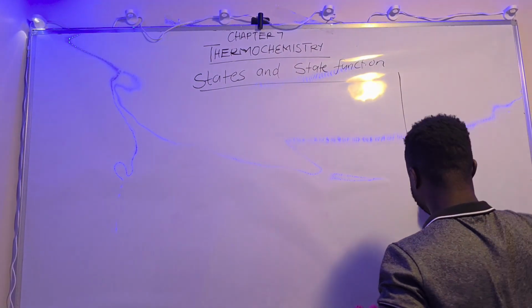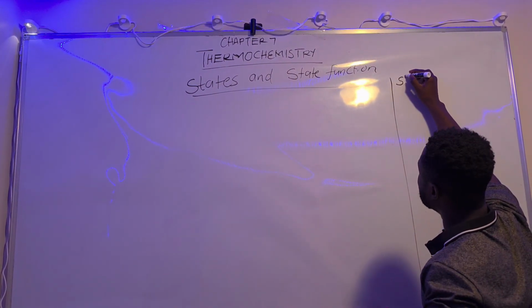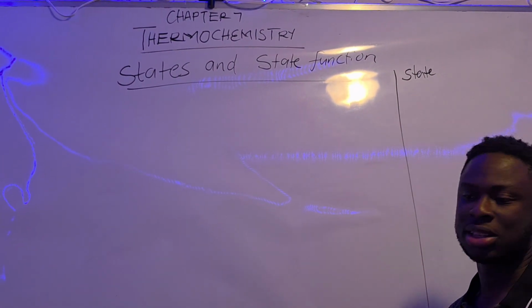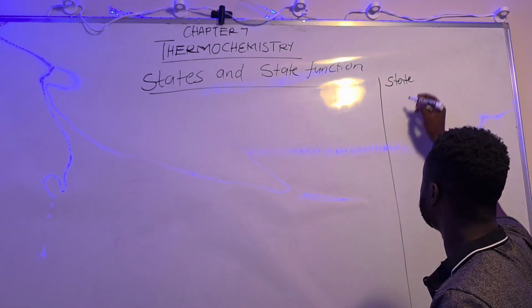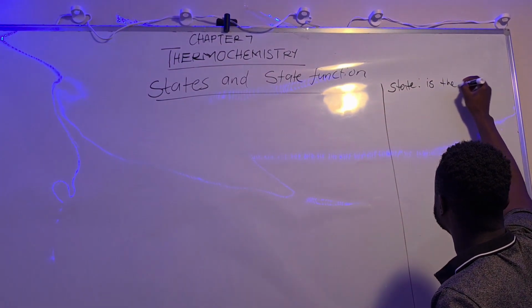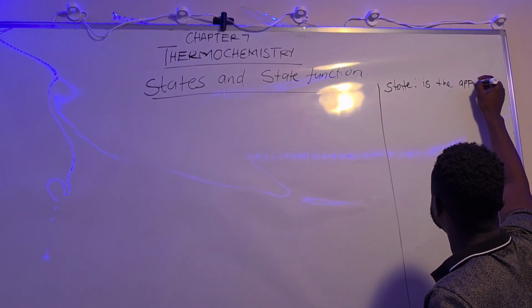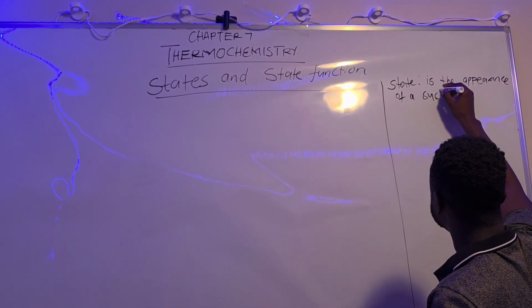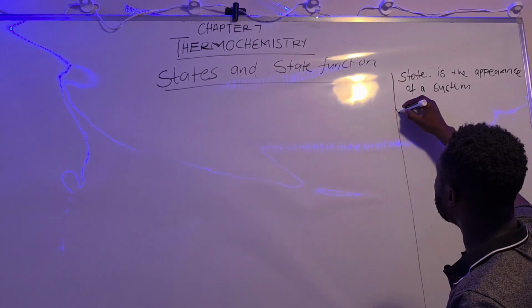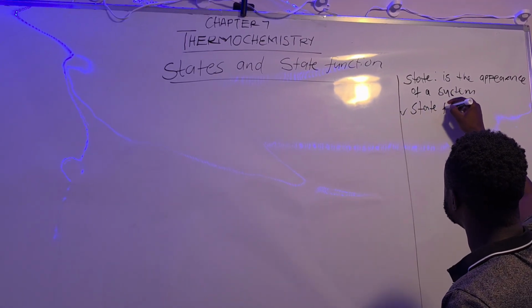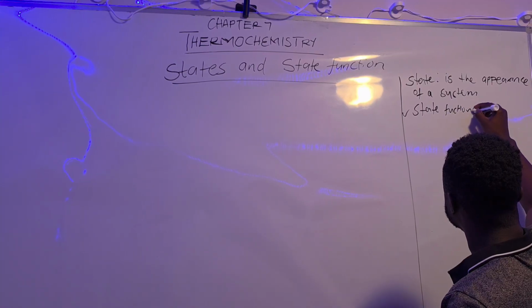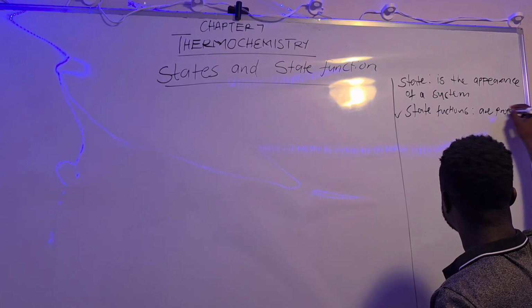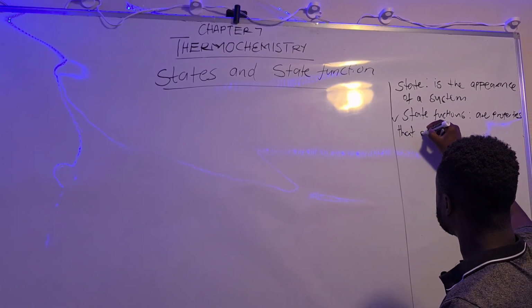So I will do this, and then over here say state. For the state, it is the physical appearance of the system. So state is the appearance of a system. And then from there we have state functions, right? State functions are properties that define the states.